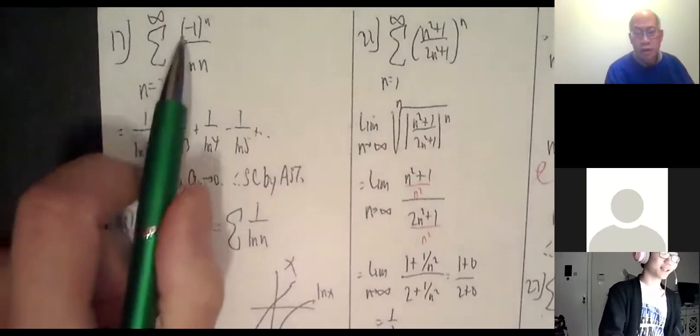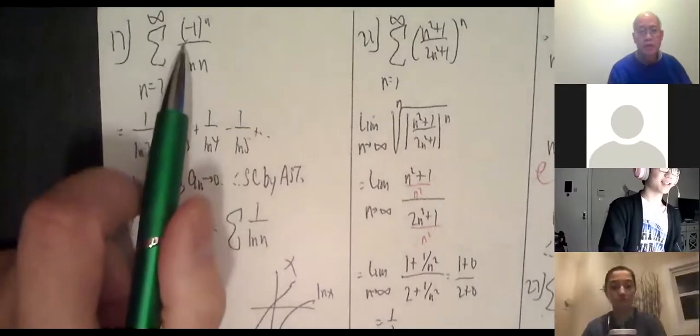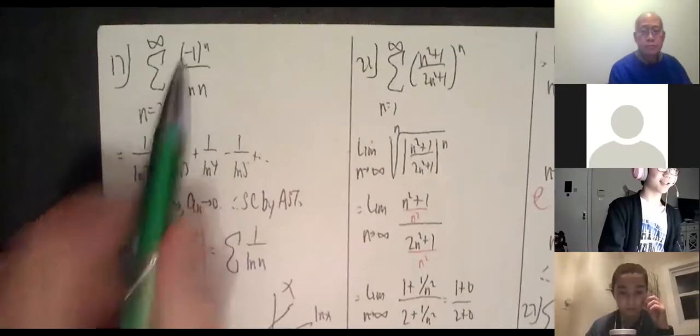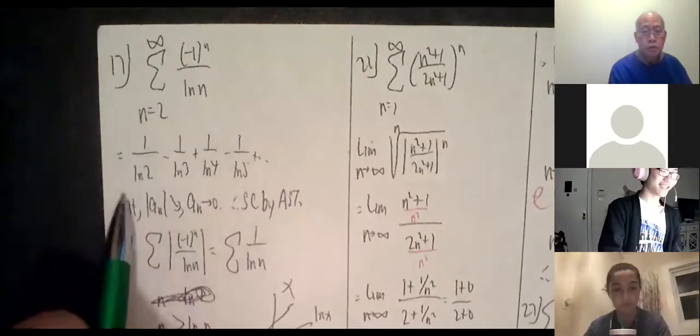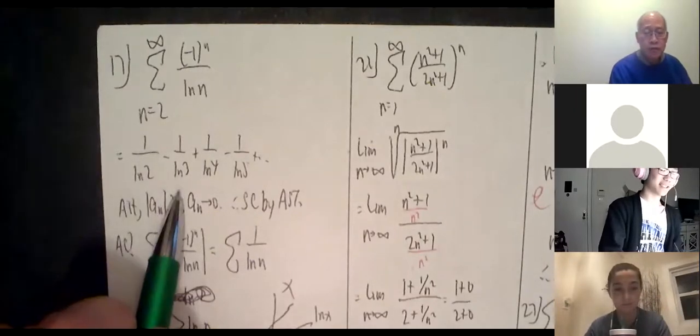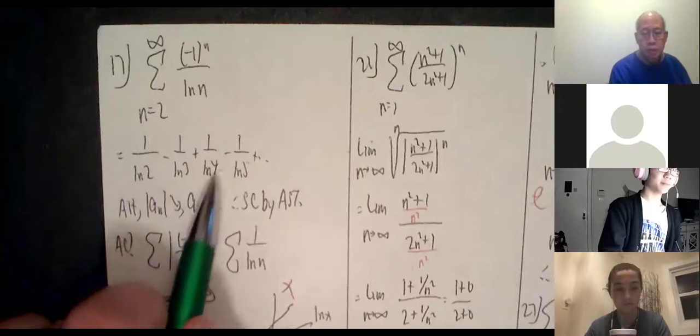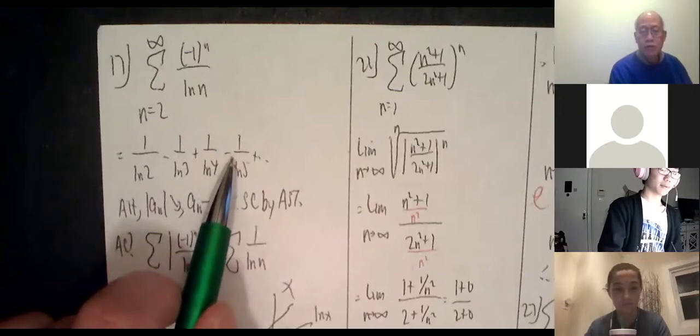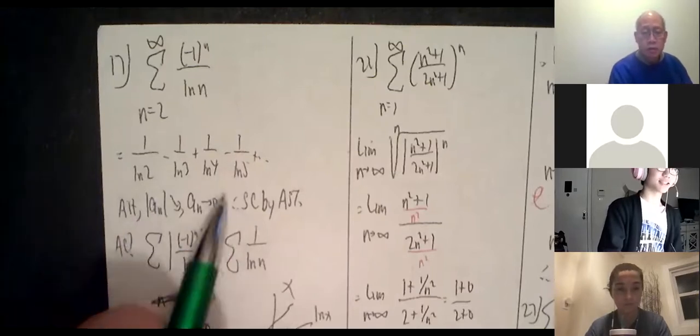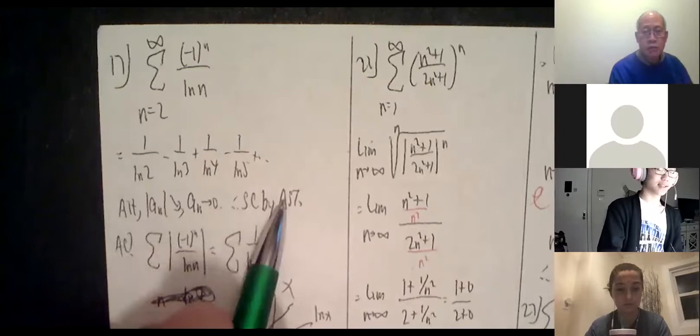So if you see it's alternating, how can you tell it's alternating? The -1 stop, right? So it's alternating. Terms decrease in absolute value. Yep. Do they approach 0? Yep. Afterwards, 1 over ln 1,000, 1 over ln 1,000,000, 1 over ln 1,000,000,000. Okay, that gets really, really small. Okay, so the series is convergent by the alternating series test.